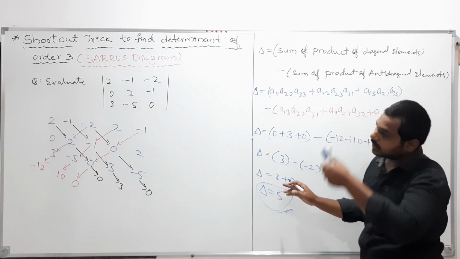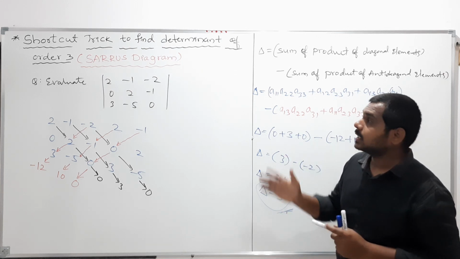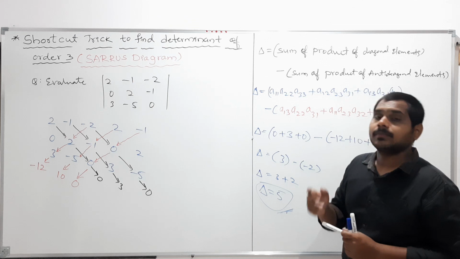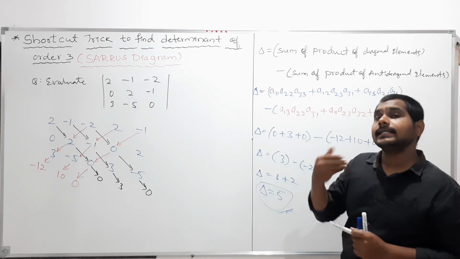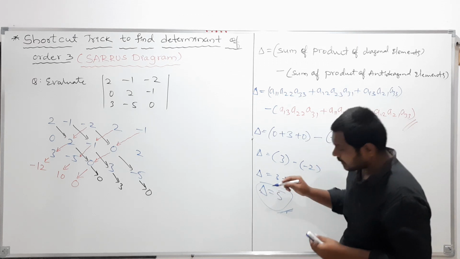Like this you can calculate, my students, for any given determinant of order 3. But this method won't apply; we cannot apply it for order more than 3. Clear? Like this you can calculate. Very important and very simple, this.